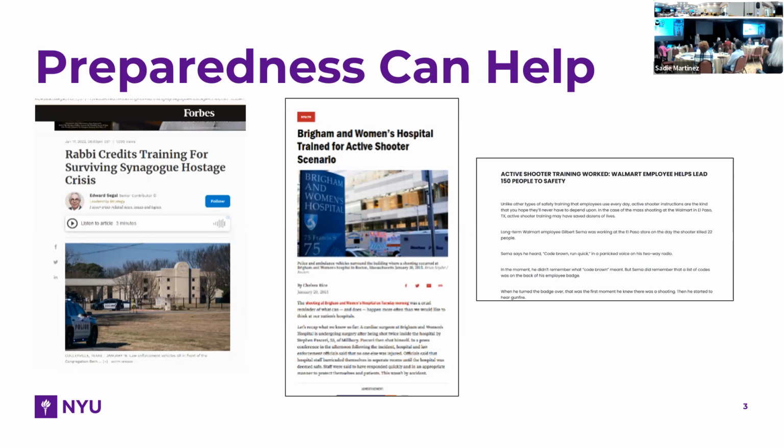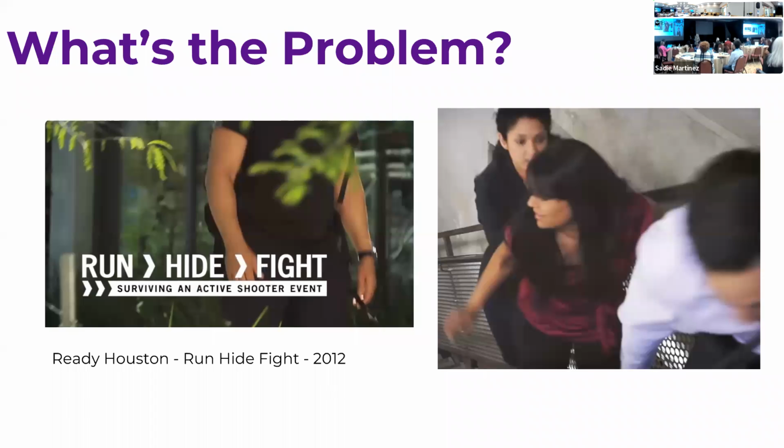This next slide has a few news stories on it. One of them talks about how the rabbi down in Texas credited active threat training with helping him take decisive action when they were taken hostage, if you recall that incident last year. Brigham and Women's Hospital, in my hometown of Boston, they did active threat training. And when the actual incident happened, people said that training was very helpful. There's another news story about Walmart employees who credited active threat training with their survival. So preparedness can help, but there's a problem.